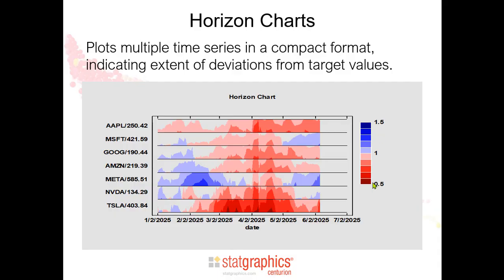The scaling is defined on the right-hand side of the graph. Dark red would be 1/2, indicating that the price had been cut by 50%. On the other hand, the dark blue is 1.5, meaning the price had gone up by 50%.